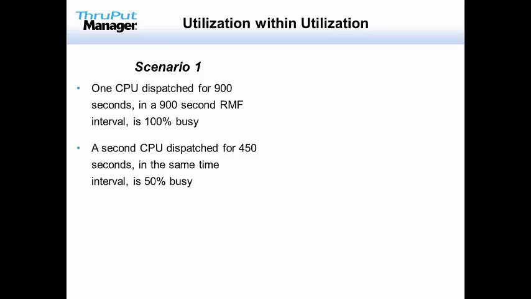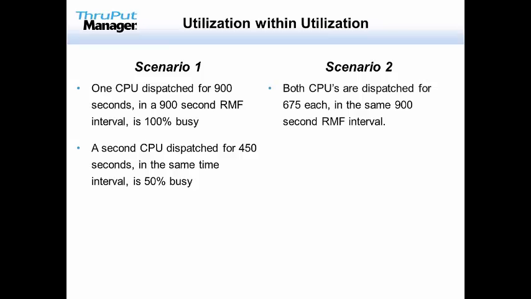And if you were to look at that in your report, you would say that CPU is 100% busy. Simply means it was used every second out of the interval length. The second CPU in the same machine, I measure that as 50% busy. That is, it was dispatched for 450 seconds in the same time interval, in the same 900 seconds.